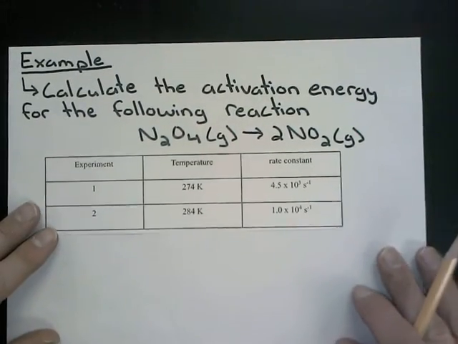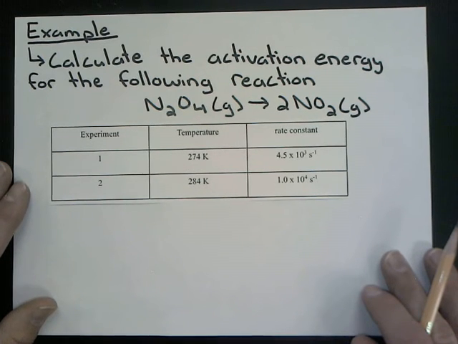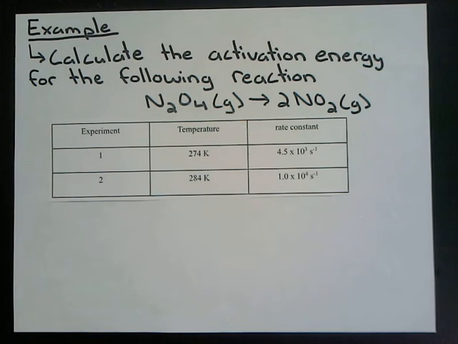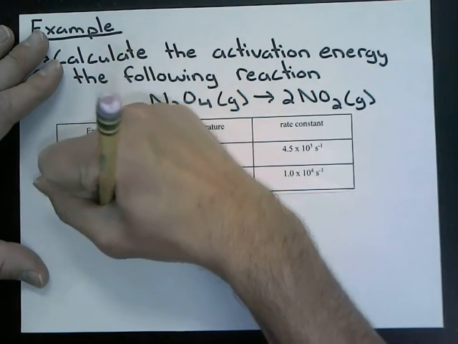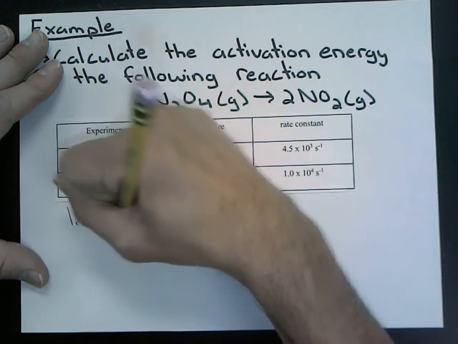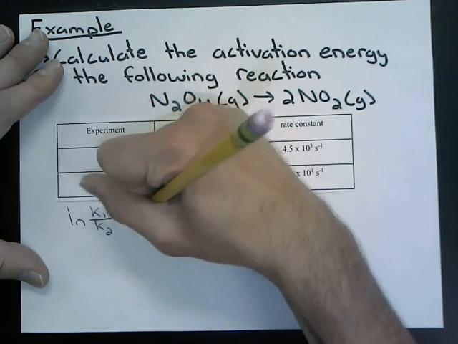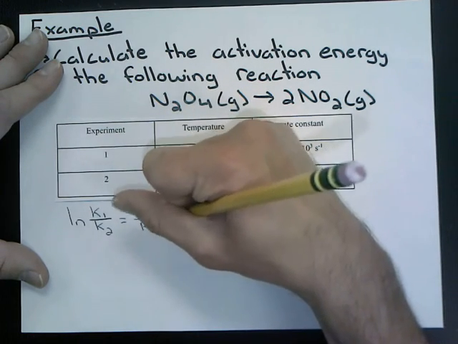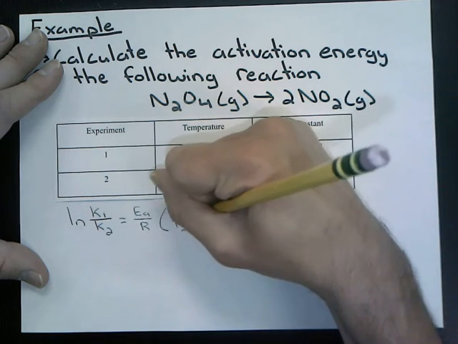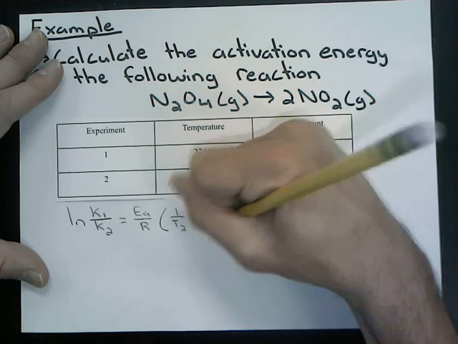Okay, so our example problem here says, calculate the activation energy for the following reaction. We have two experiments which are conducted at different temperatures, and we have the given rate constants. From what we just did on the previous page, we're going to utilize that formula: the natural log of K1 over K2 is equal to the activation energy over R times 1 over temperature 2 minus 1 over temperature 1.